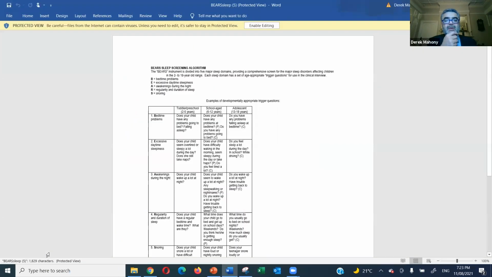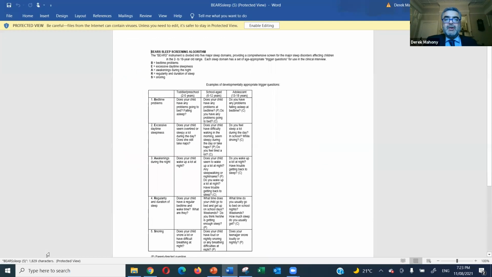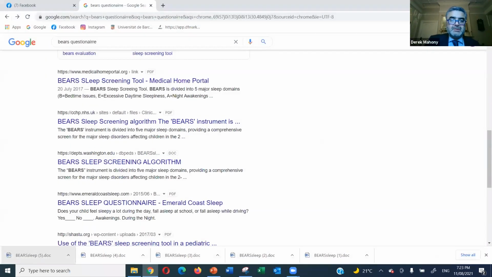The University of Washington probably can help you with the age-appropriate trigger questions. So in other words, there are questions based on the age of the patient, right? I prefer to do this with the parent, but you can also send it out to them. Hope that answers that question.